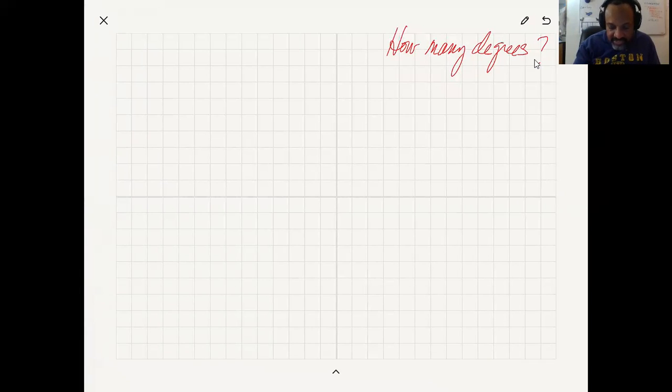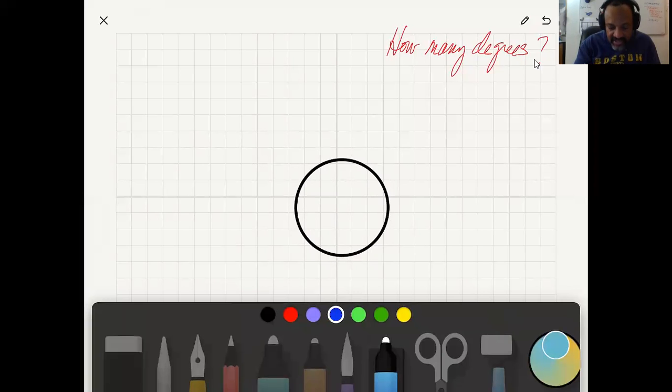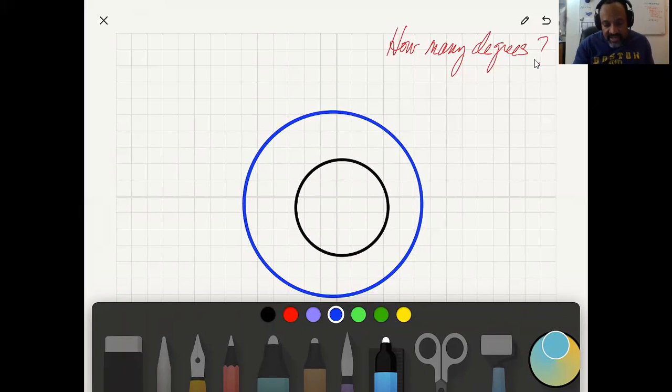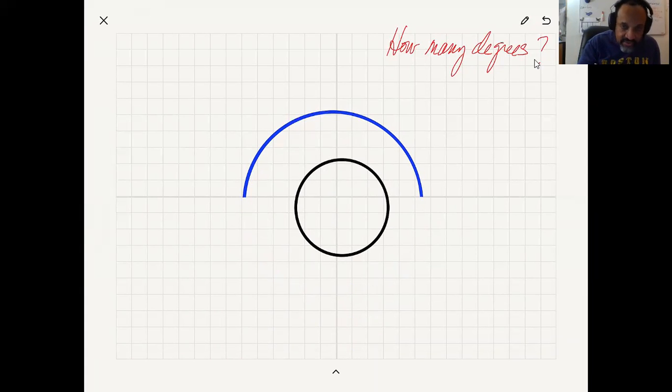So I'm going to start with black. If I start here and I go all the way around in the air and I come back, I've gone 360 degrees, okay? If I go halfway around, let me erase part of this. If I start here and I erase part of this and I go halfway around in the air, I've gone 180 degrees. Half of 360 is 180, okay?